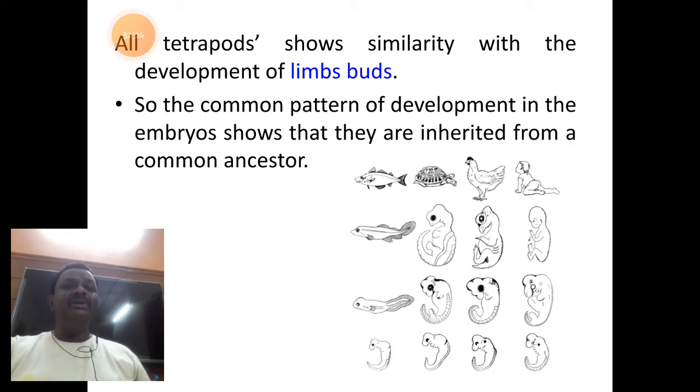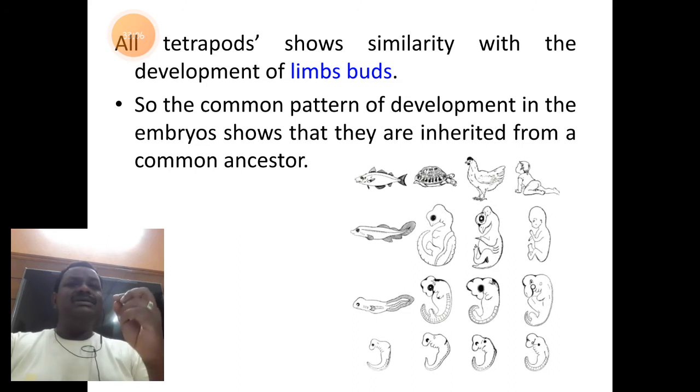Similarly, the limb buds or rudimentary limb buds are seen in the embryos of all tetrapods. Tetrapods include the organisms that show the presence of two forelimbs and two hind limbs, a pair of forelimbs and a pair of hind limbs. It includes examples from amphibians to mammals. The limb buds are the structures which form the organs of forelimbs and hind limbs in future.